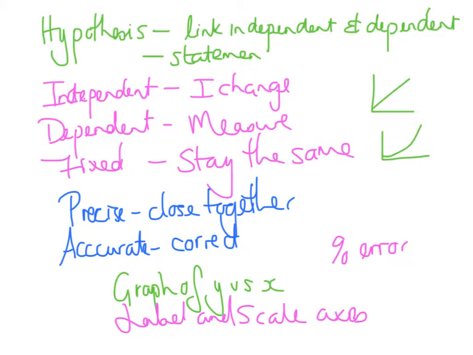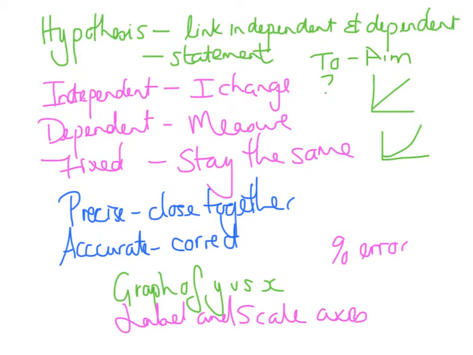Let's not forget our experimental techniques. Remember, you've got aim, hypothesis, and investigative question. They generally ask for hypotheses, but all of them, you're always going to have to link the independent and dependent variables. For a hypothesis, it's a statement. For an aim, you always start with the word "to". And for an investigative question, you're going to need a question that links the independent and dependent variables.